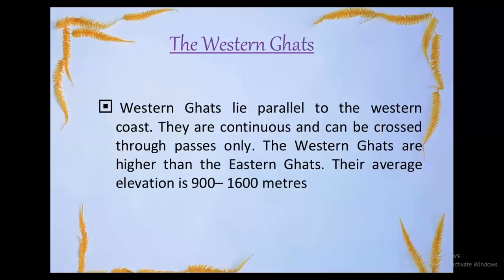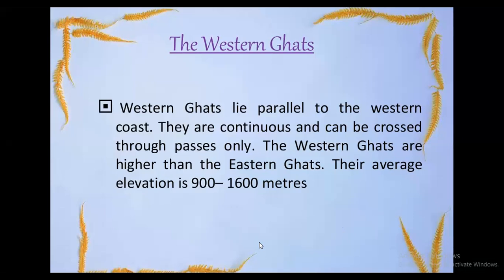Hello class. So let's start with the next topic, Western Ghats. We have seen that Western Ghats and Eastern Ghats are forming the boundary of Deccan Plateau. Now what is Western Ghats? Western Ghats lie parallel to the western coast, as we have seen earlier. They are continuous and can be crossed through passes only.